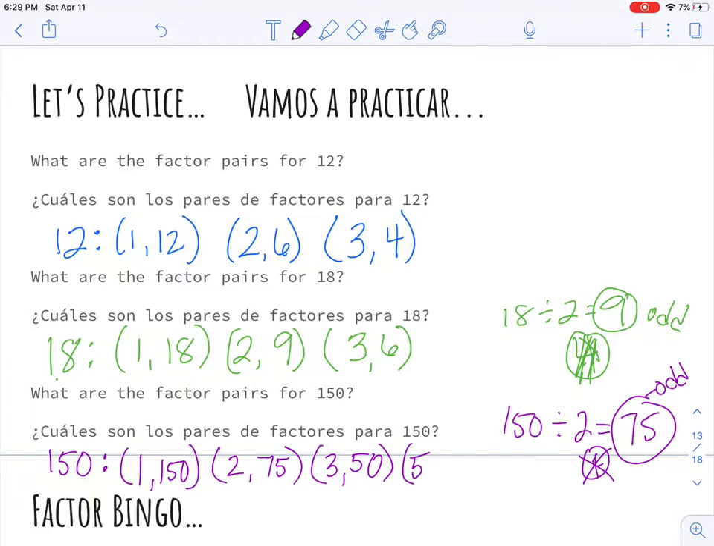All right, let's go to 5. Does this number end in a 0 or a 5? Yes, it does. So that means I can multiply by 5. 5 times 30 is 150.